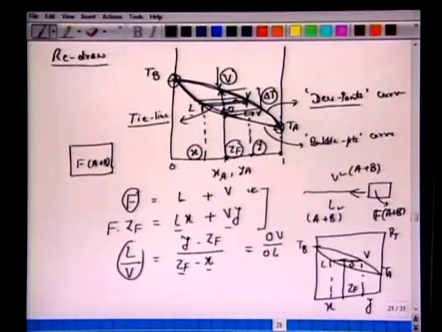So L by V, the ratio of amount of liquid formed to that of vapor, is given by this tie line, OV by OL. This is what it says. If we know the compositions of Y and X, the vapor and liquid phases, and we know the feed composition ZF, one can obtain the ratio of L and V formed. Since we know the amount of F, one can calculate, out of 100 moles, maybe 40 moles are liquid, 60 moles are vapor, depending upon what temperature the feed mixture is. And follow this locus, the way it moves.